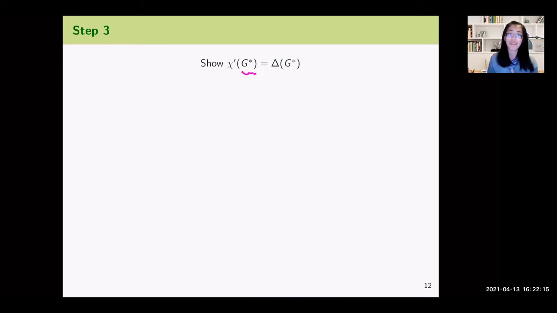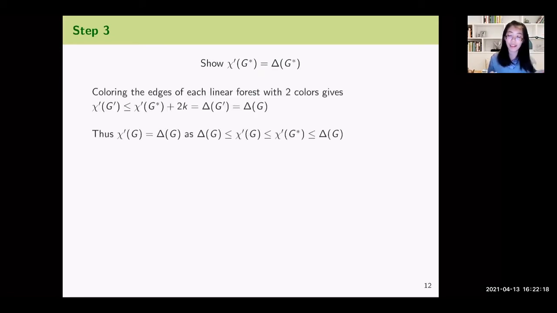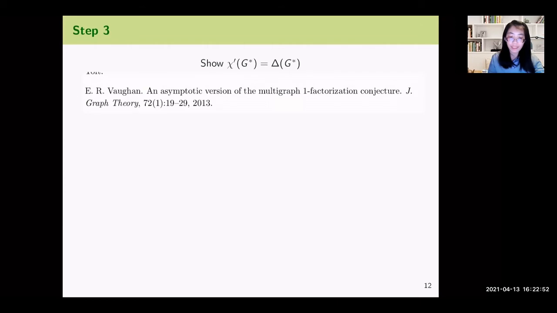Then for the third step, we will show that such a graph G star is class 1. And after the third step, we will color each of the linear forests using only 2 colors. The delta G star coloring of G star together with those 2K colors from those linear forests will give us a coloring of the original graph G prime using at most delta G colors. So this concludes that the chromatic index of the graph G, which is a proper subgraph of G prime, is at most delta G.